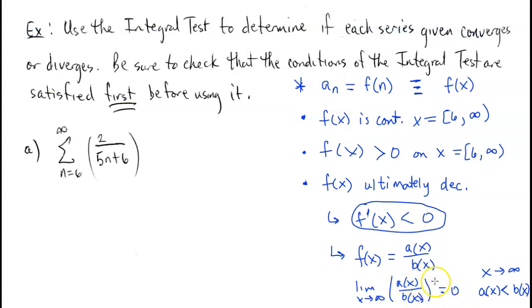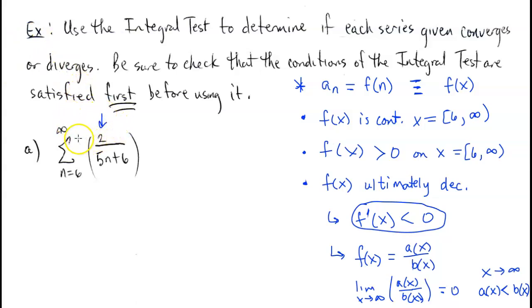And if we get some number like 2 or 5 or 15, then we say that both these functions, a of x and b of x, grow at the same rate. Okay. So they grow relatively at the same rate, even though one may be a little bit bigger than the other. All right.